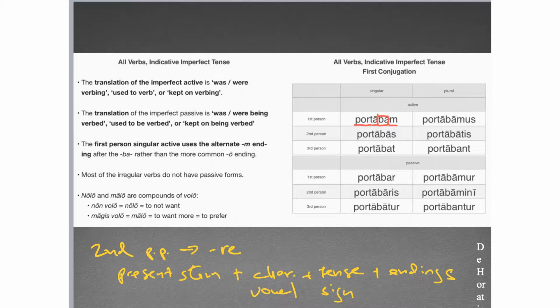As you might be able to tell, the tense sign for the imperfect is BA. Everything else is just the same. So portabam, portabas, portabat, portabamus, portabatis, portabant. The one thing to note is this M ending. You might remember from when we learned those endings that M was an alternate ending for O for the first person singular. With the imperfect, it will use that alternate M ending. So that's the only slight difference. Otherwise, the imperfect uses the same endings and is formed in the same basic way, with that tense sign included, as the present tense verbs.